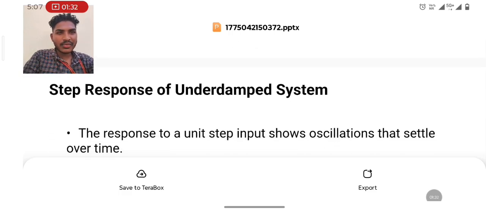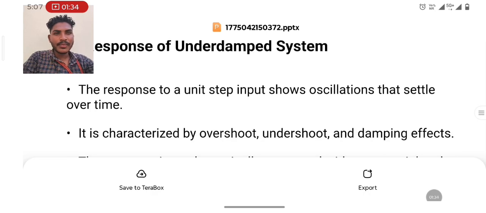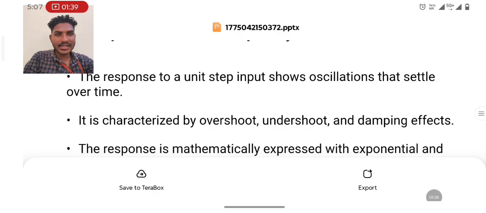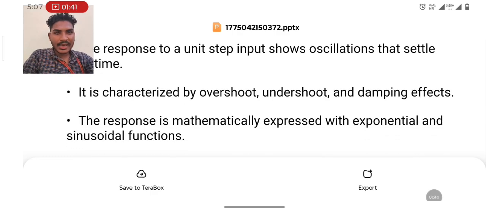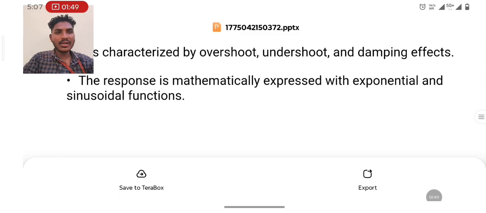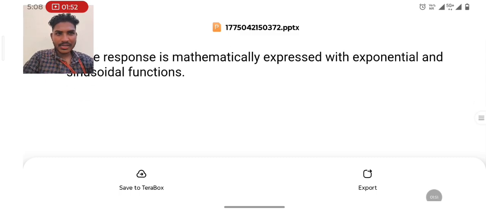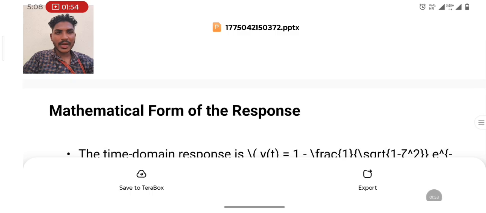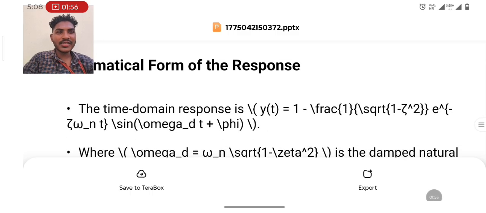Step response of underdamped system. The response to a unit step input shows oscillations that settle over time. It is characterized by overshoot, undershoot and damping effects. The response is mathematically expressed with exponential and sinusoidal functions.